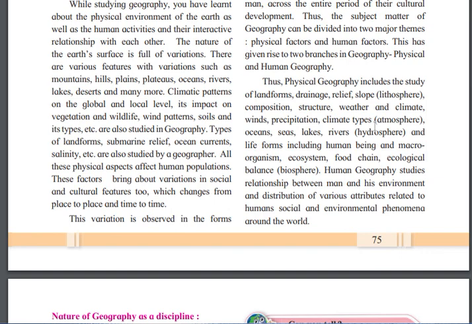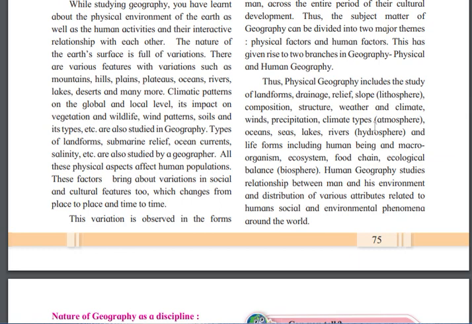Basically, here they are trying to explain to us that geography is divided into two: physical geography and human geography. In physical geography, when we study the earth, we understand what the landforms are, drainage system, relief, slope, composition, structure, weather and climate, winds, precipitation, climate types, and oceans, seas, lakes, river, and life forms, including human beings and microorganisms, ecosystem, food chain, ecological balance.